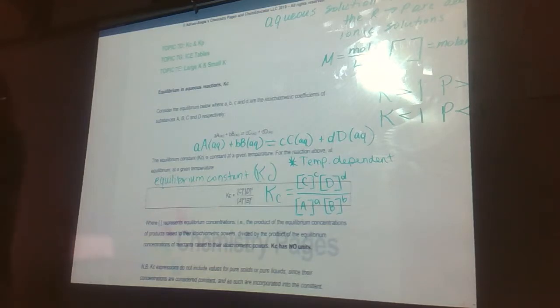These only have aqueous concentrations. You would never include a solid or a liquid in this because that concentration is going to be like 1, basically. Questions so far? Okay.